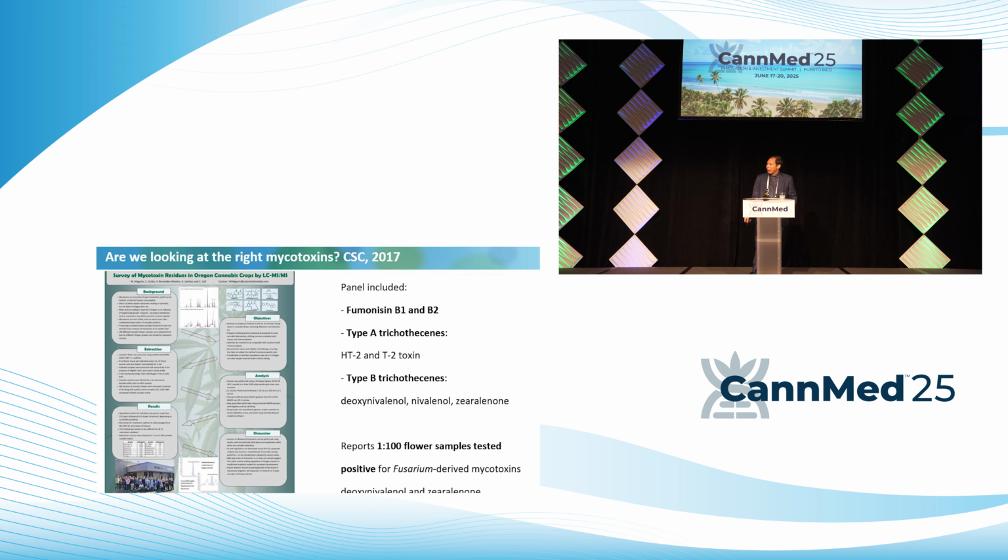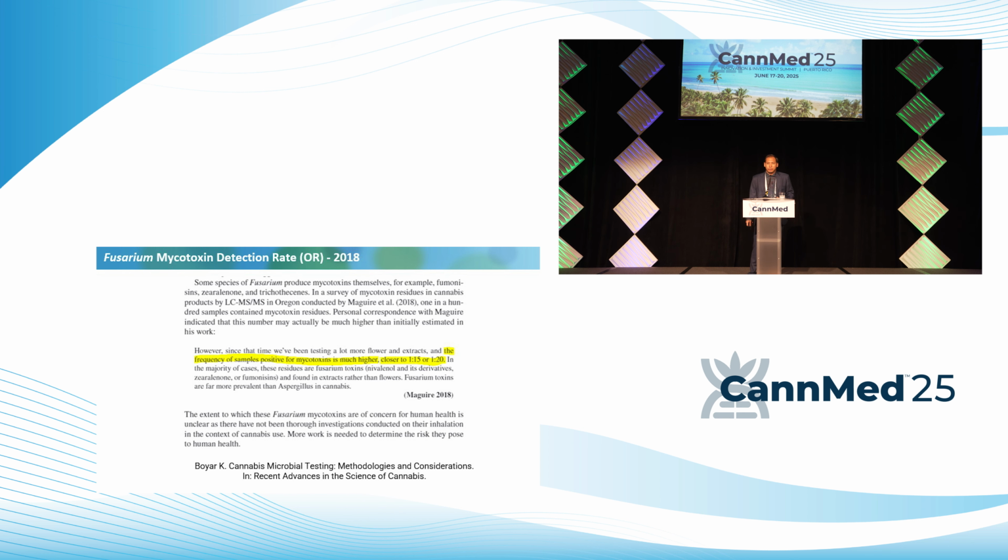So the first poster that was brought to my attention was posted in my Facebook group, Cannabis Science and Chemistry, when we prompted the question of, do we see these mycotoxins, or at least the 5 that we test for, are there others? Someone pointed me in the direction of this poster by Wes McGuire, who's with Columbia Food Labs. They started to examine this in the state of Oregon. They looked at the fumonisins B1 and B2 and a handful of these type A and type B trichothecenes. He reported that 1 in 100 flower samples tested positive for Fusarium-derived mycotoxins, in particular seeing a lot of deoxynivalenol and zearalenone.